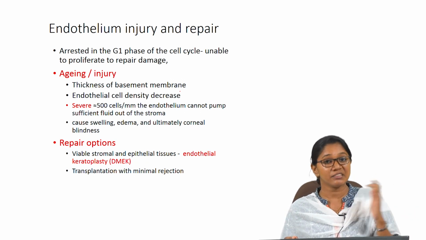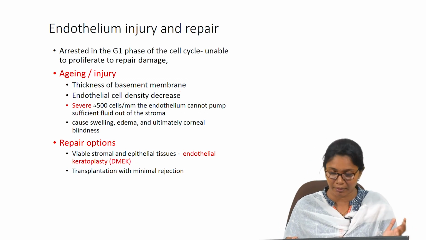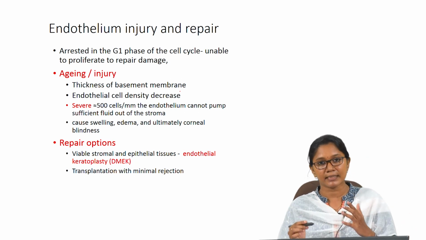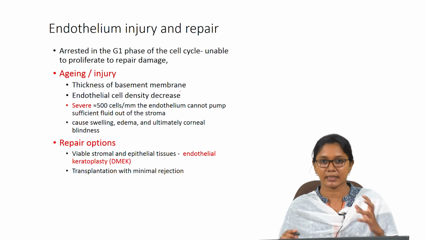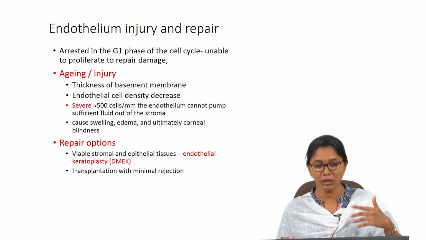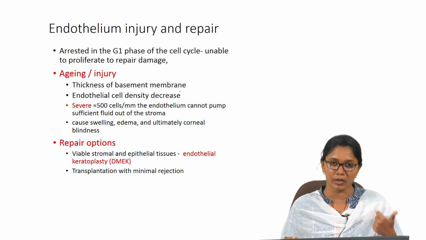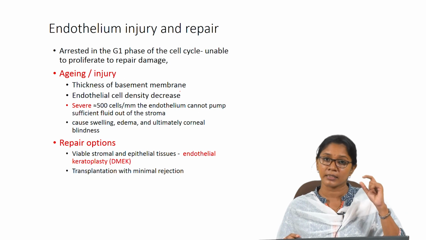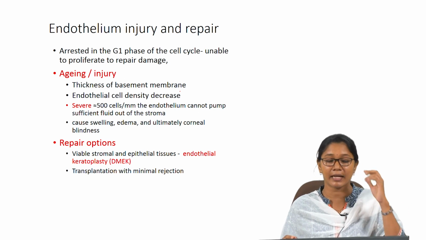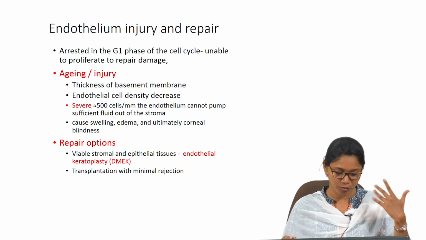But when there is a severe density decrease, that is less than 500 cells per mm, at that time the endothelial cells will not be able to function, that is they will not be able to pump out the excess fluid from the stroma. This will lead to a swelling of the corneal layer. There will be a swelling or a bulging of the layer, the transparency would be minimized and there would be a cloudy appearance, therefore distorting your vision.